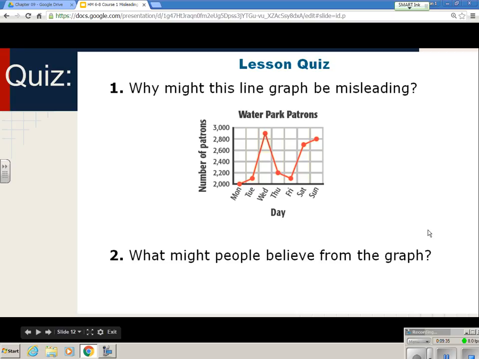Here is your quiz. I have 2 major questions. Why might this line graph be misleading? And what might people believe from this? If we look at it real quick, we're looking at water park patrons, that's how many people visited a water park. Look at the x-axis and y-axis and try to identify where the misleading part is. All right, good luck, and thanks for stopping in.